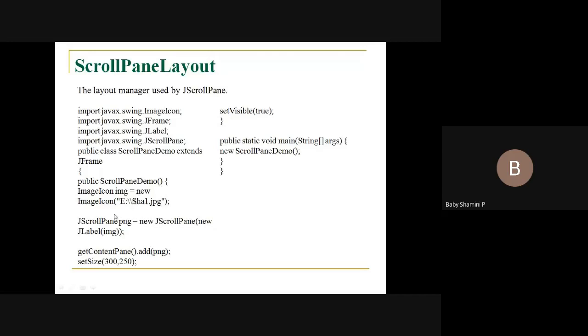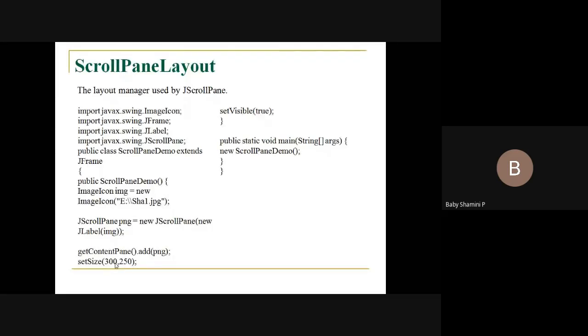So I'm going to create a scroll pane here: JScrollPane object equal to new JScrollPane of new JLabel. Inside the region I'm going to create a label and display the image which is present in this location. This object name is img, that's why I declared it here as img. I'm going to add the content in the content pane. What does content pane mean? If you want to hold some objects, we have to use a content pane. The getContentPane method retrieves the content pane layer so that we can add an object into the particular content pane.